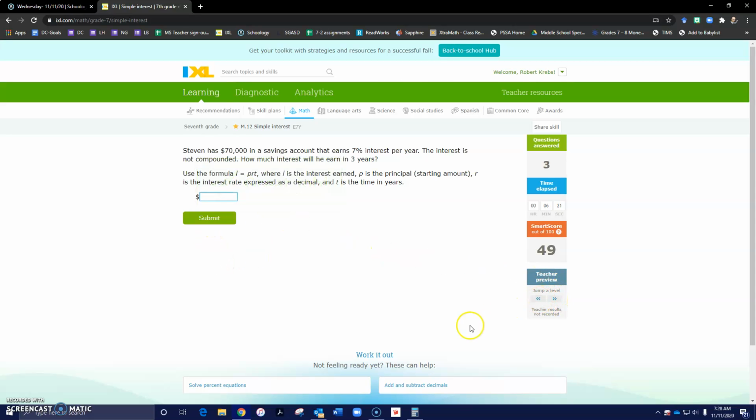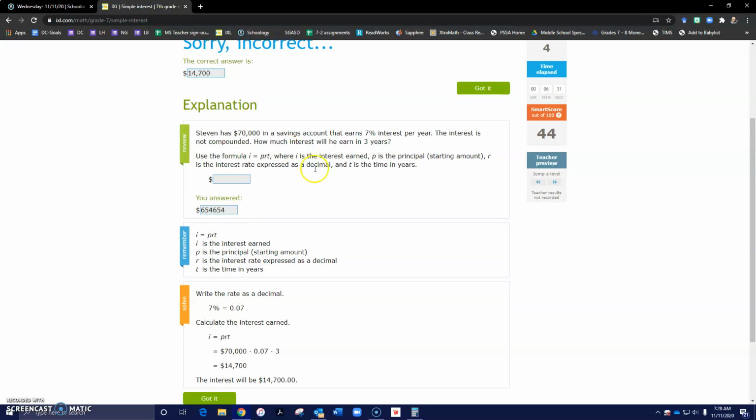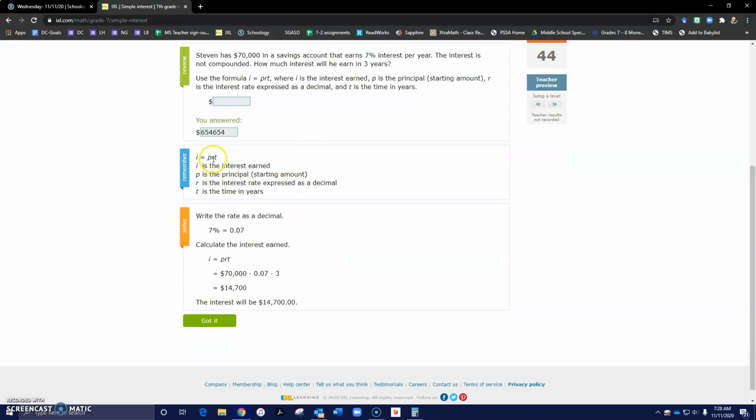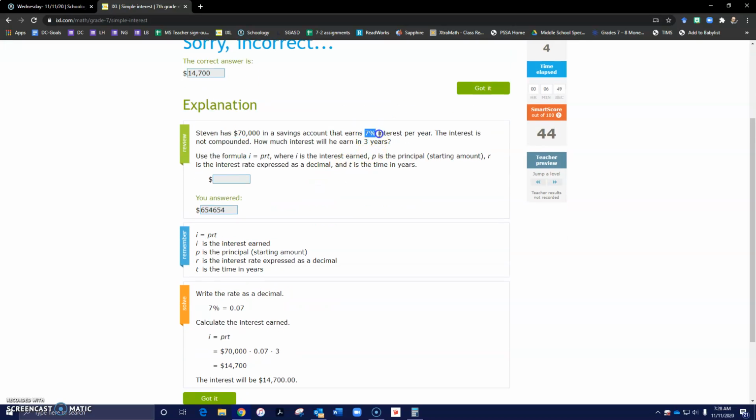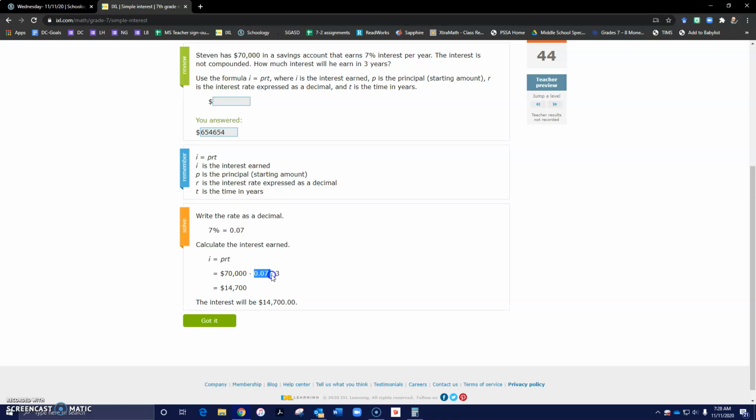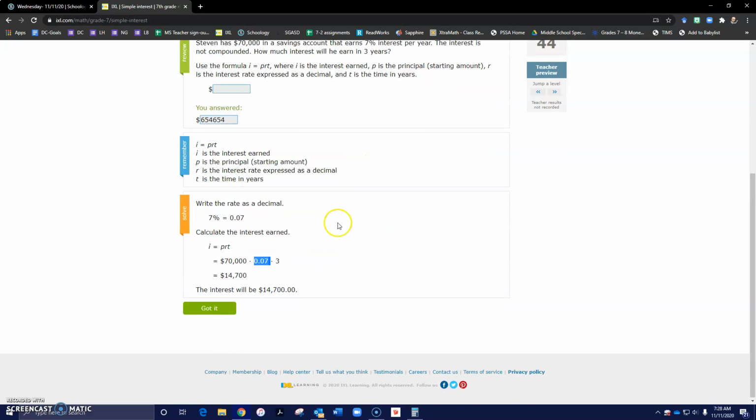Okay, and just keep working on this, practicing this with IXL. Remember, let's just say I get a question wrong. Take time to read the explanation, because it's going to break it down. It's going to remind you of the formula, and then what numbers go where in the formula. So if I equals PRT, in this problem the principal is $70,000. The interest rate is 7%, which as a decimal is 0.07, and it's 3 years, times 3. When you do that, you get 14,700.